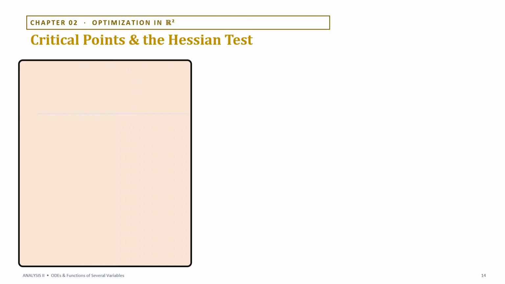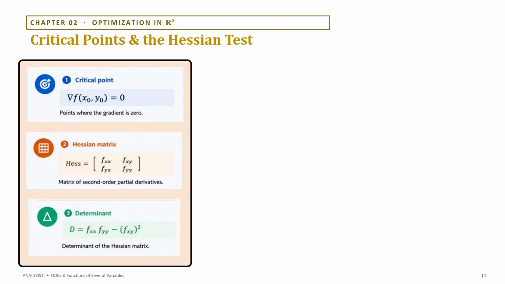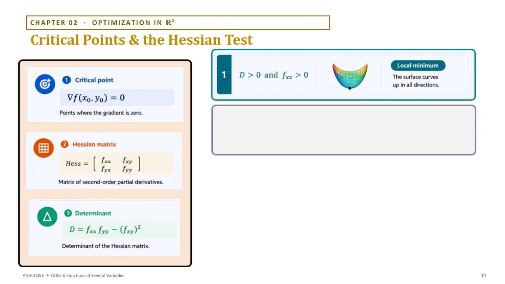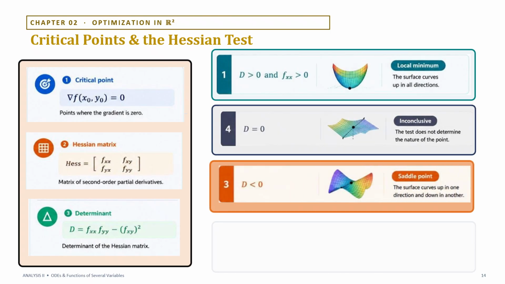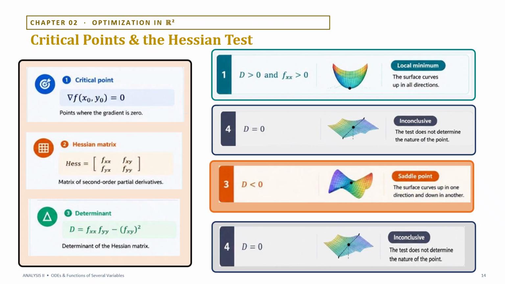The final topic of this course is optimization. Our objective is to determine where a function reaches a maximum, a minimum, or neither. We begin by finding the critical points where all the first-order partial derivatives are equal to 0. Next, we use the Hessian matrix and its determinant to classify these points. Depending on the sign of the determinant and the second derivatives, we can determine whether the point is a local minimum, a local maximum, or a saddle point. Finally, we will apply this procedure to practical examples, allowing you to connect theory with concrete mathematical problems.